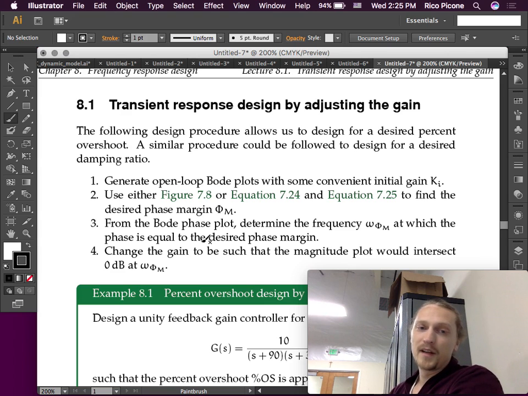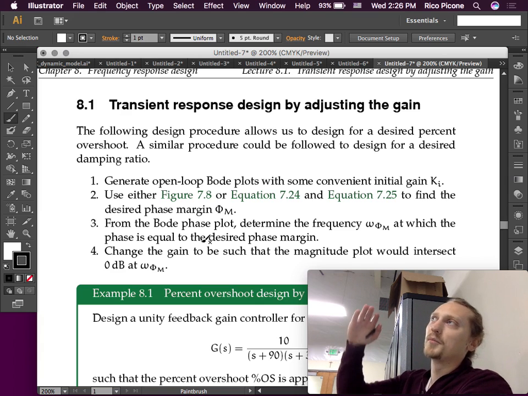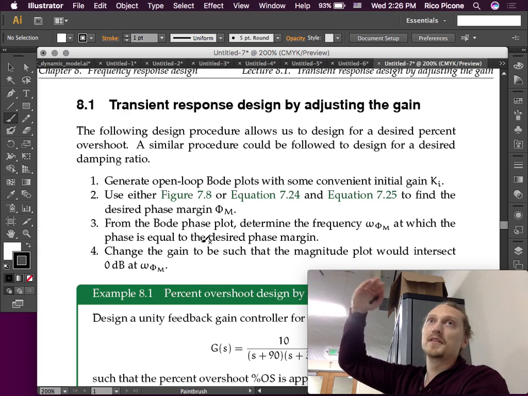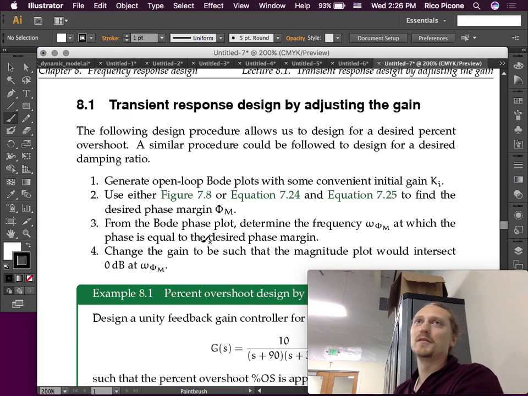So step 3, from the Bode phase plot, determine the frequency at which the phase is equal to the desired phase margin. And step 4 is to change the gain such that the magnitude plot would intersect 0 dB at that frequency, making the phase margin the phase that you want. So moving the magnitude plot around so that you get the phase margin that you desire.